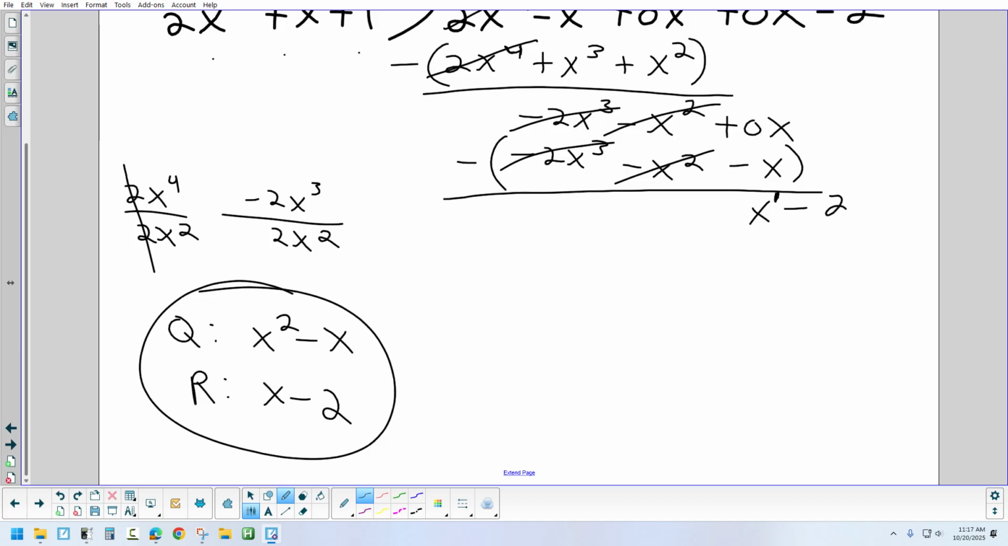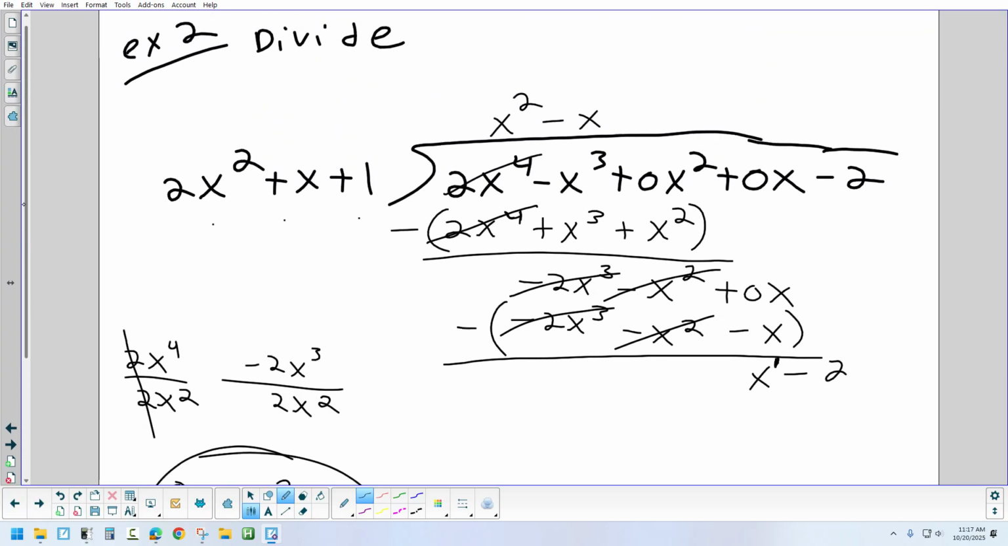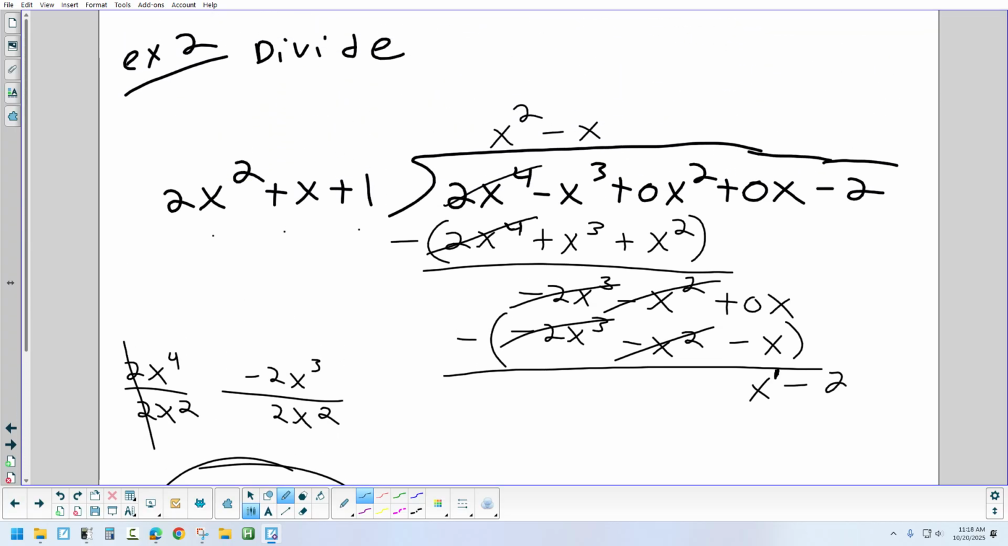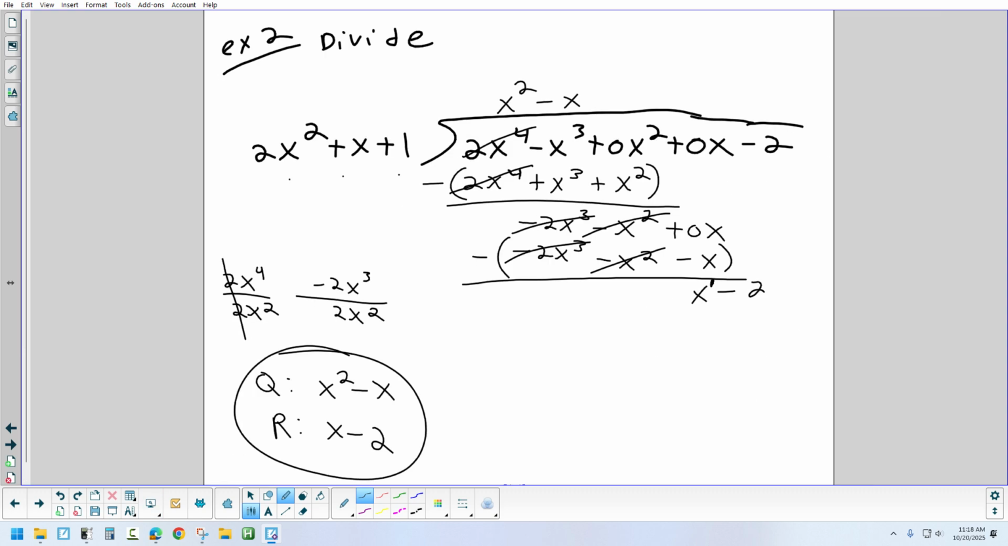Any question on that? So notice what we divided by. What was the degree on our divisor? Yep, 2. What's the degree on our remainder? 1. It went down 1. We started with a degree 2 for the divisor, and the remainder was a degree 1.